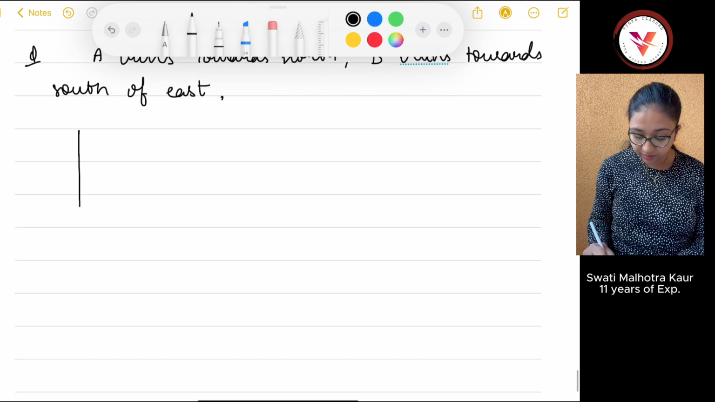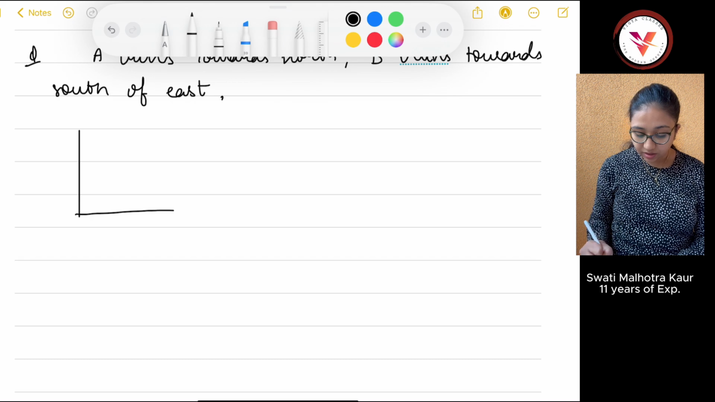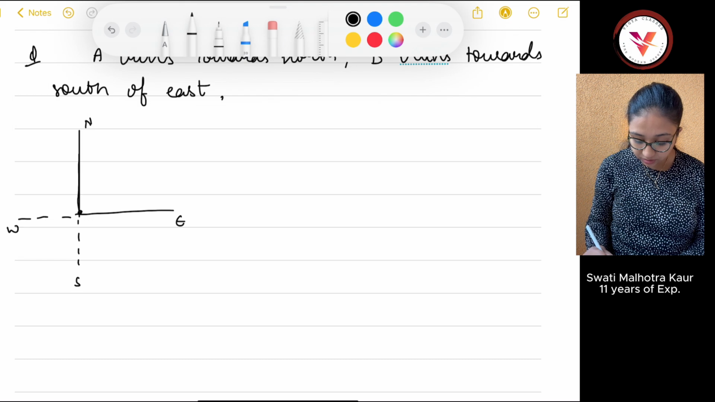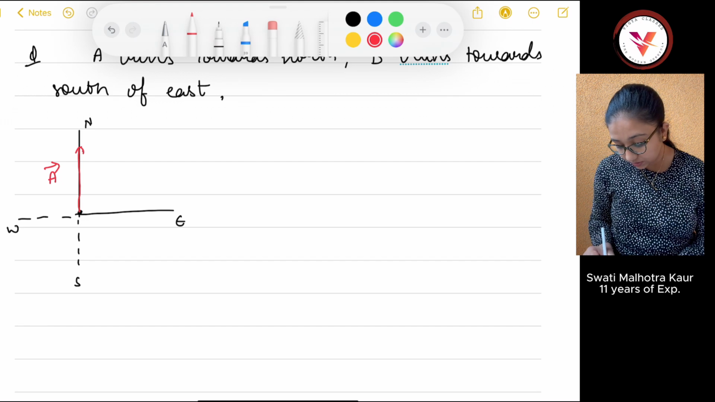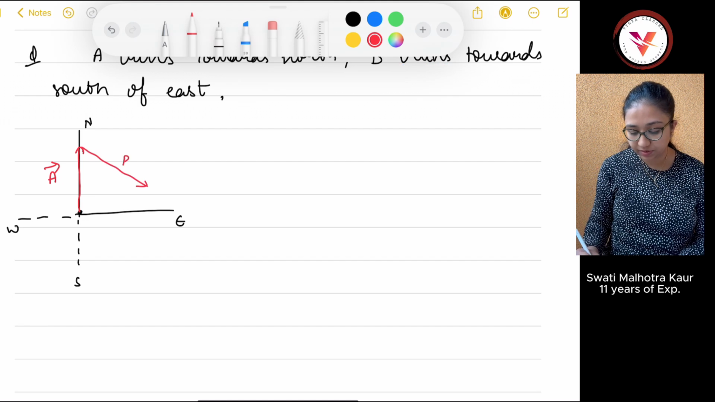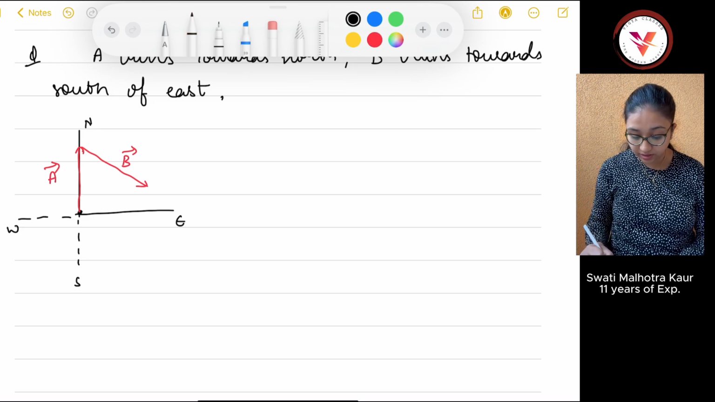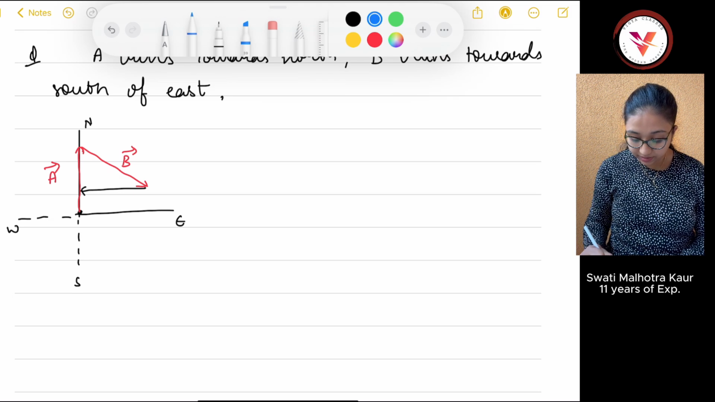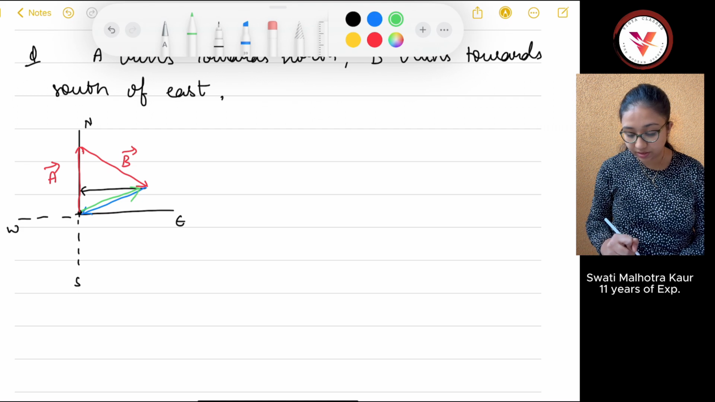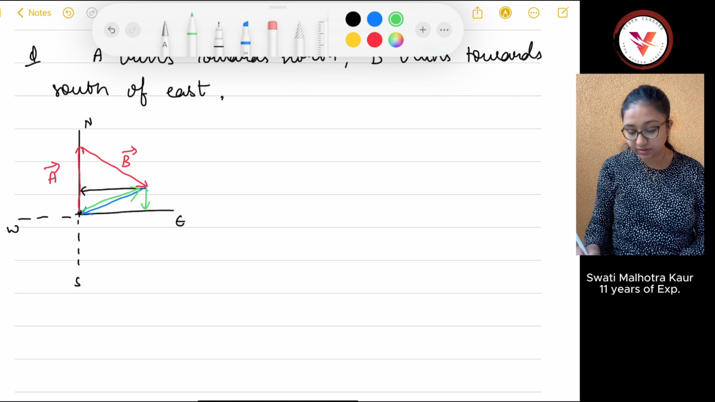So for that, basically, this is A, let's say this is the origin, north, and here is south, here is east, and there is west. Okay. So if A runs like this, if A runs here towards north, and then B some south of east, so somewhere here. Okay, this is the B vector. Now if you have to find the resultant, so what is the resultant? It could be like this, or it could be like this, or it could be like this. Okay, or it could be like this.